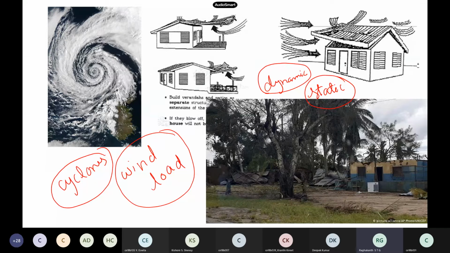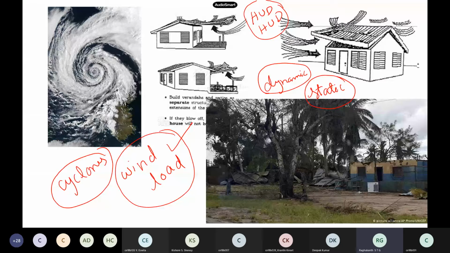One cyclone was there in Vizag long back, the Hudhud cyclone, you remember? The full Vizag airport was completely damaged during these cyclones. This is a problem nowadays, so buildings are designed for wind or for these cyclones. This is very important if you are residing in coastal areas or places where there is a chance, so you have to do this design.